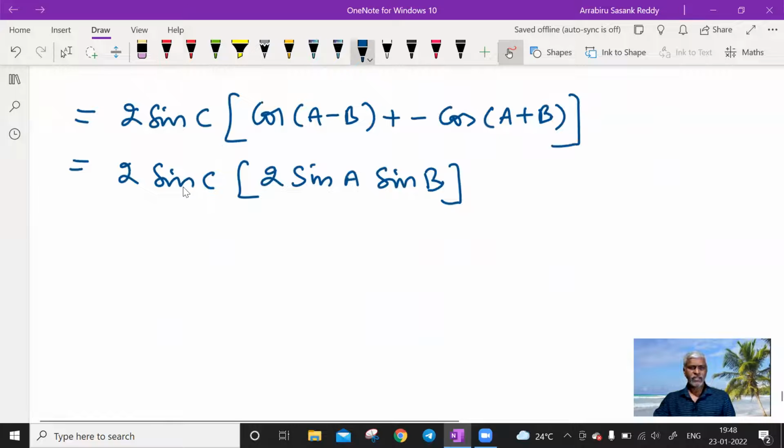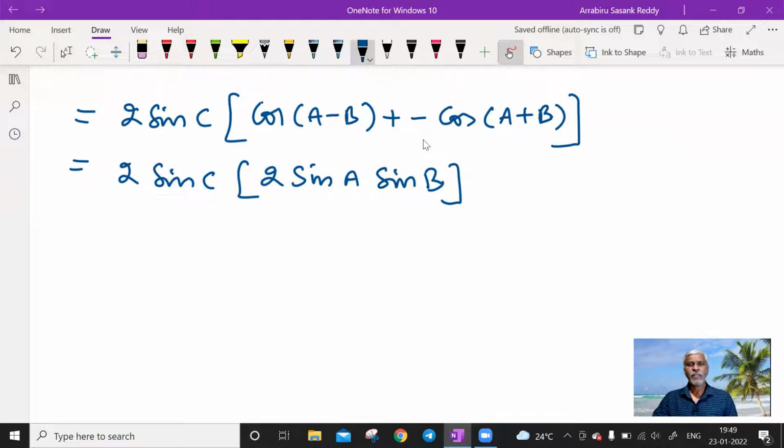Here 2 sin C is already there, so inside the bracket it should be 2 sin A sin B, so that it becomes 4 sin A sin B sin C. If you have forgotten this value, you can verify with the right-side answer.